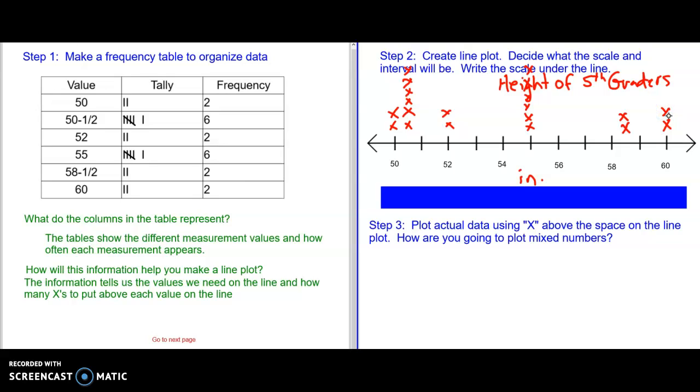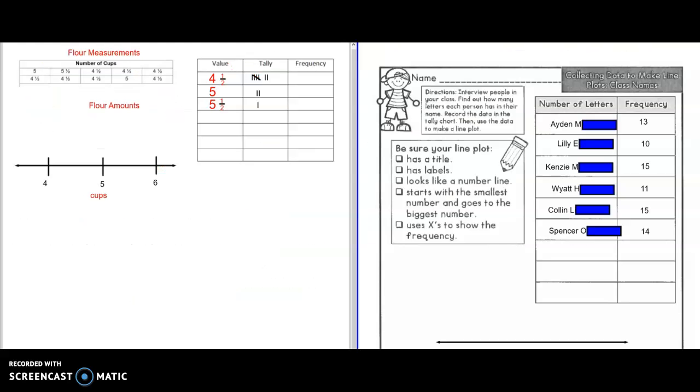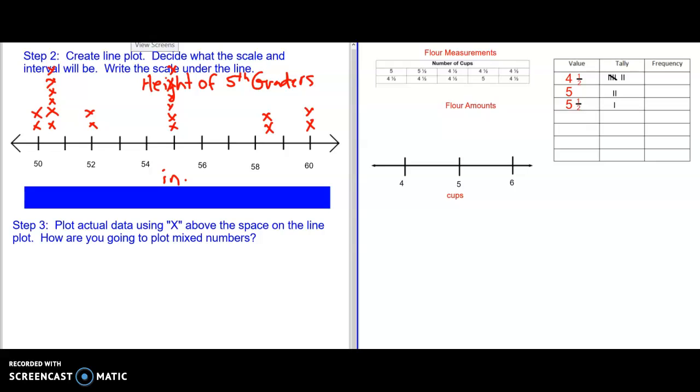Okay, so sometimes we can create a scale along the bottom that doesn't show every single piece of data. We just need to have a way to be able to figure out exactly or approximately where that spot would be. Like we had to do between 50 and 51, we had to have our X's floating above that space that's represented by 50 and a half. Okay, so let's look at another example of this.